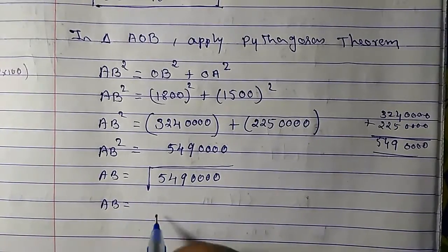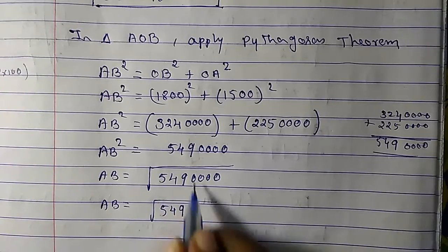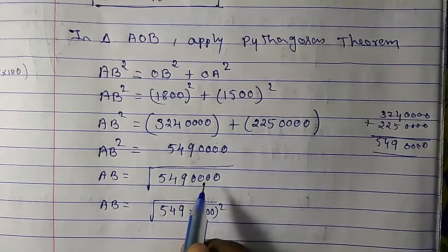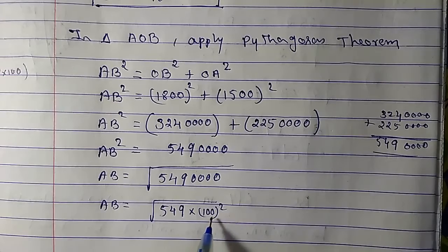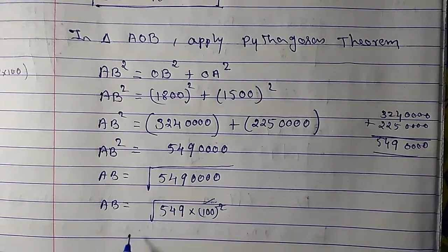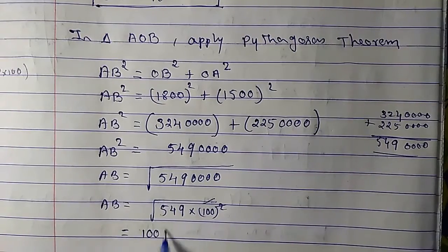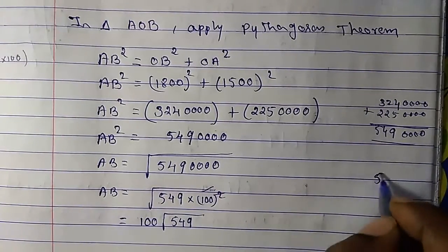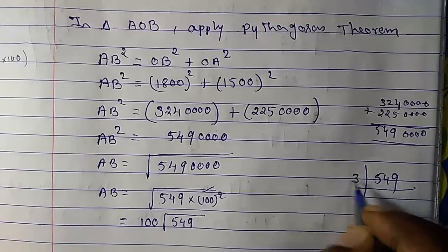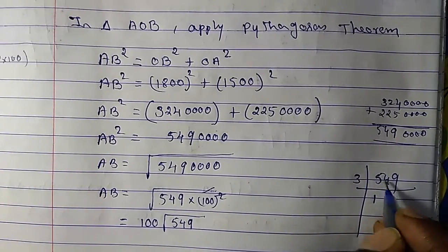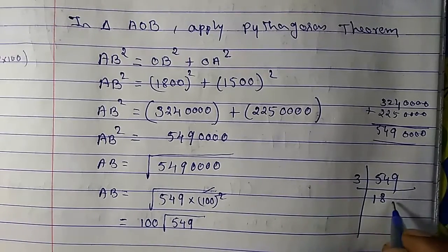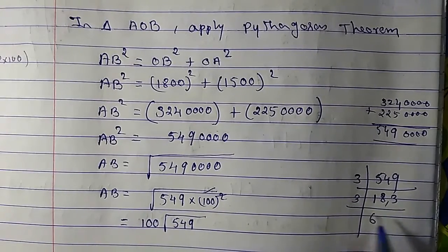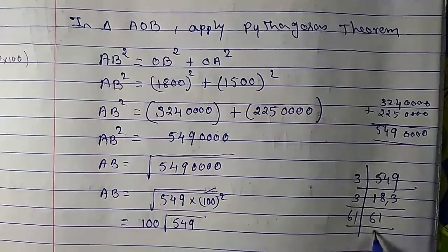So this can be written like this: 549 into 10000, which we can write as 100 square, because 100 square is 10000. Then the square and the root will cancel, so you will get 100 outside, and 549 is inside. So let us factorize 549. When we factorize with the table of 3, 3 times 183, and then 3 times 61, and 61 is prime.